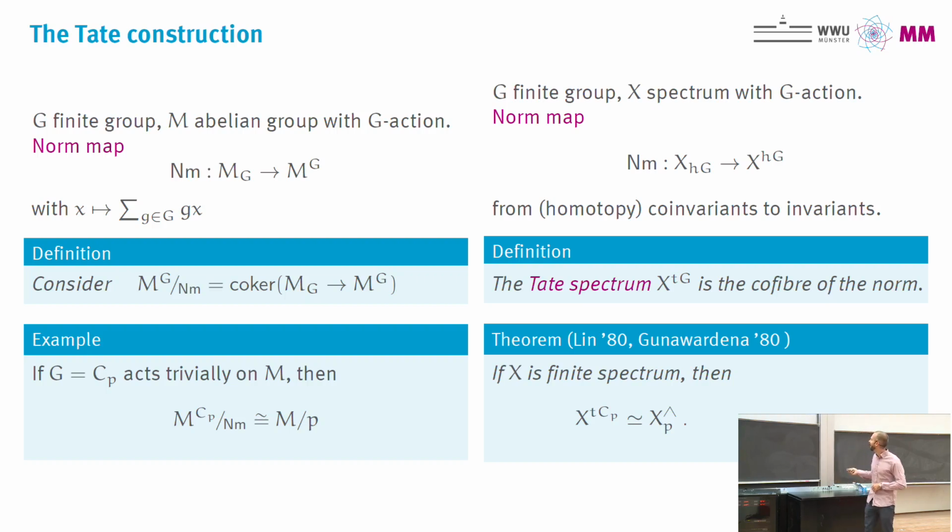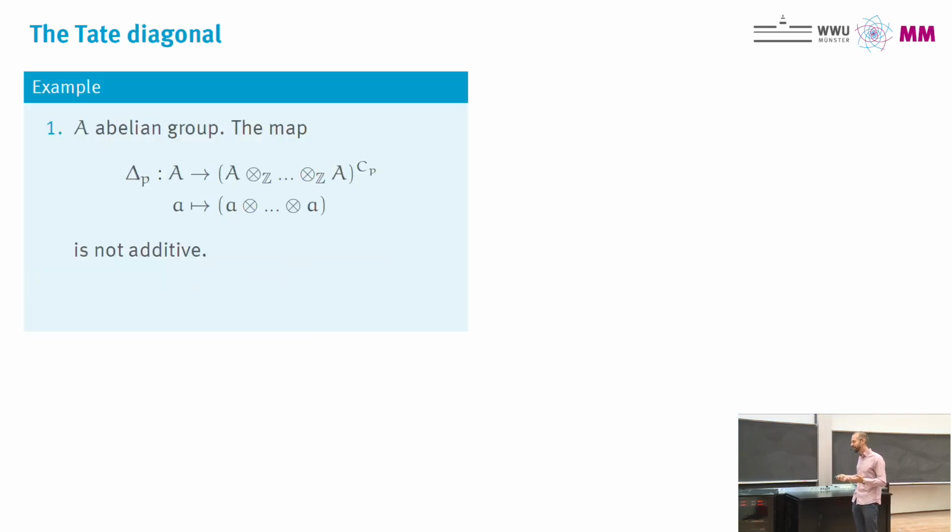Okay. And right, so now we have understood the arena. We understand what the Tate construction is, and I told you that the Frobenius is going to be a map from R to R^{tC_p}. Now let's get into the construction of the actual Frobenius. So let's do the ordinary world analog first.